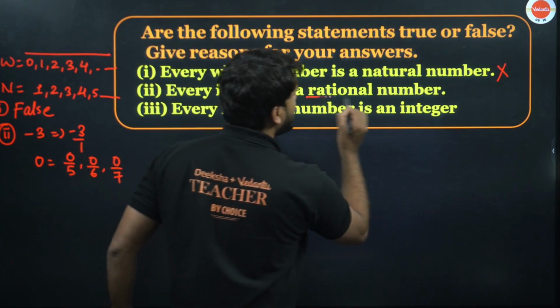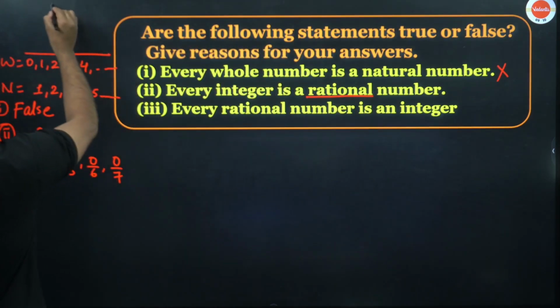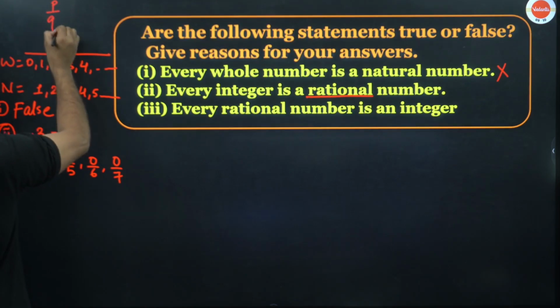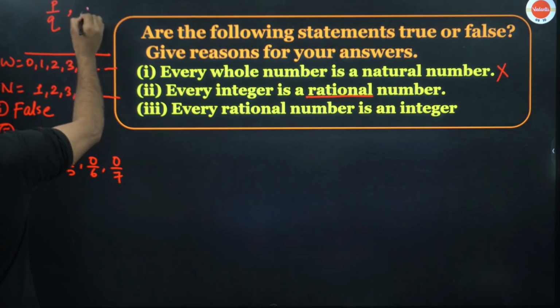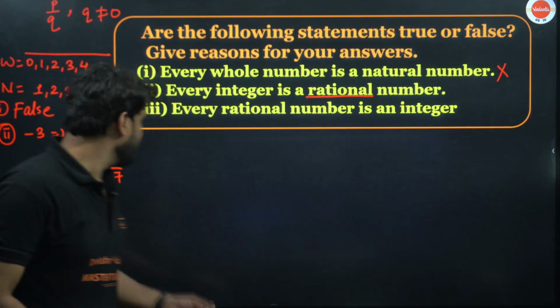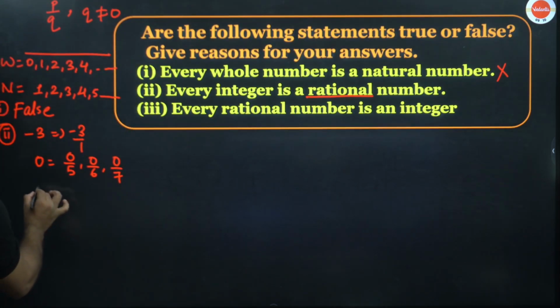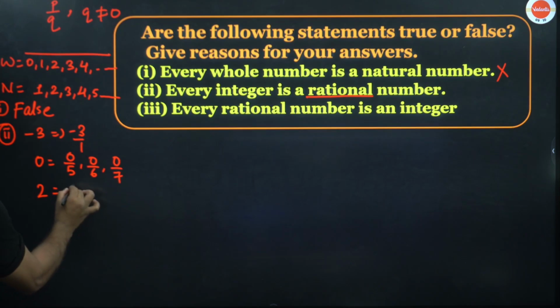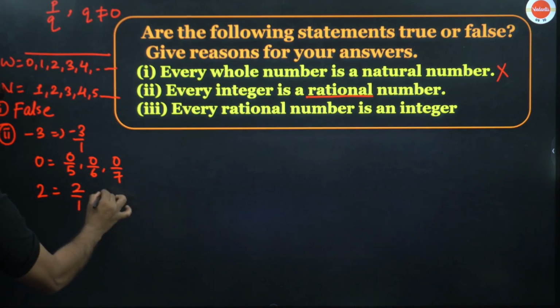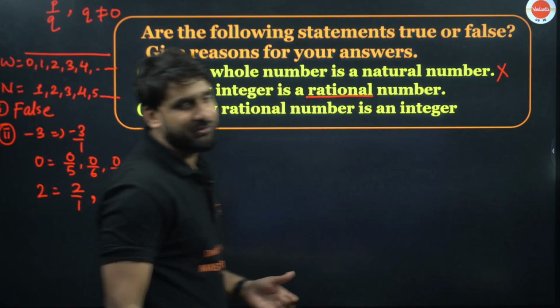What is the condition for rational number? The condition for rational number is the number can be written in the form of p by q, where q should not be equal to 0. So q is not equal to 0 because q is a number here. So if you take any positive integer, 2 can be written as 2 by 1, or we can write 12 by 6. 12 by 6 is also equal to 2.